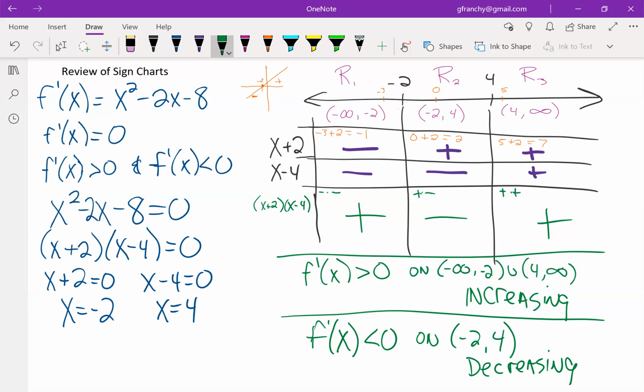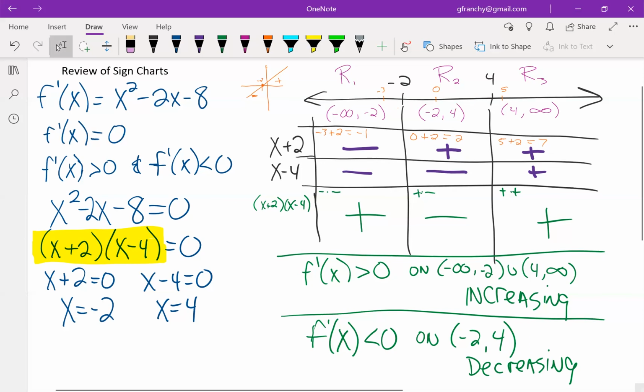And this is actually why a lot of our derivatives earlier, we saw the answers written in factored form. We have that derivative simplified into factored form. It's pretty easy for us to go ahead and find the zeros of it so we can get this process going.